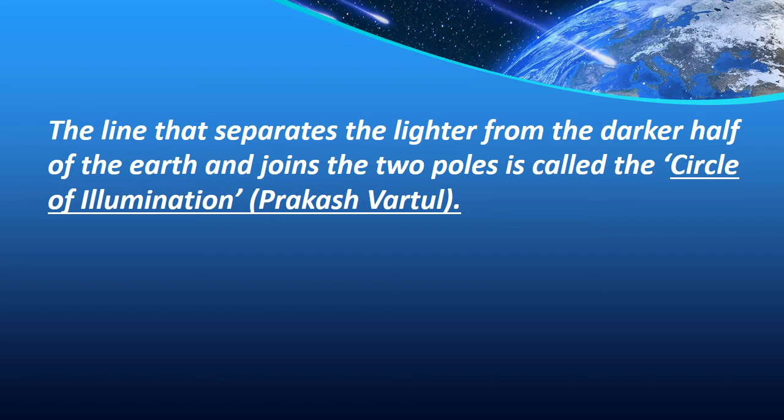So this is the definition for that. The line that separates the lighter from the darker half of the earth, the lighter half and the darker half, and joins the two poles. Which poles? The North Pole and the South Pole. So this line which separates day and night, or the lighter half and the darker half of the earth, and joins the two poles is called the circle of illumination, or Prakash Vartud. That is the Hindi, or we can say Gujarati, term for it. So that is the circle of illumination.